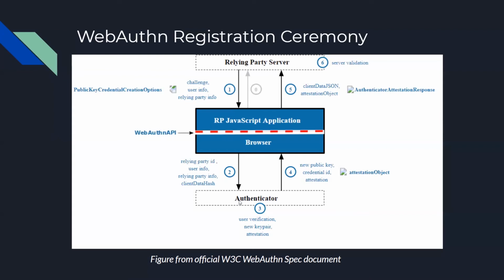The authenticator will take this information and generate a new key pair. It will generate attestation, which we will see later, and it will also do user verification. User verification is basically if the server requires that the user enter some sort of PIN or have some sort of knowledge which can prove the provenance of the authenticator, that the user owns the authenticator.